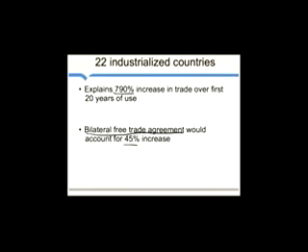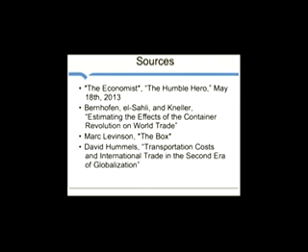Above all, I think of the shipping container story as a tale of just how subtle and indirect and maybe hard to observe important innovations can be.